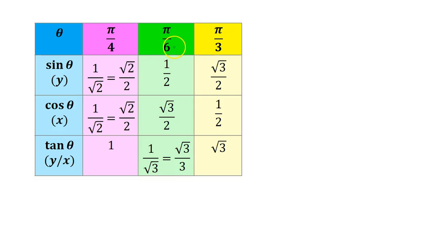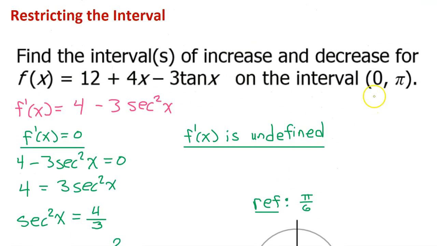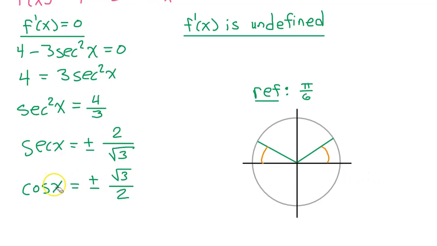That means pi over 6 is the reference angle. A reference angle is the angle between the terminal side of an angle and the x-axis. Every quadrant has an angle with a reference angle of pi over 6. However, in this case, we are restricted to the domain of 0 to pi. So we will disregard these two potential solutions. Cosine is allowed to be positive or negative in this case, so both of these angles are solutions.